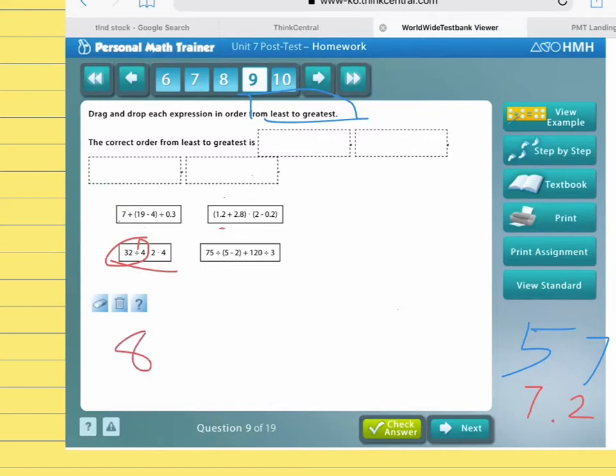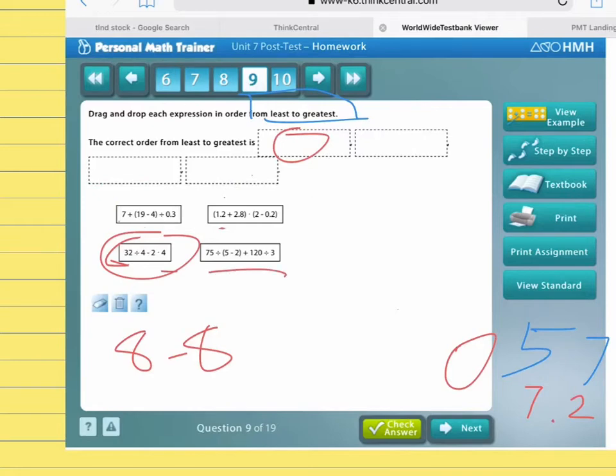And then we're going to do 2 times 4. Multiplication is next in the order of operations, so that's 8. And 8 minus 8 is 0. So 0 is looking like the lowest answer. I think I'll put that right there.